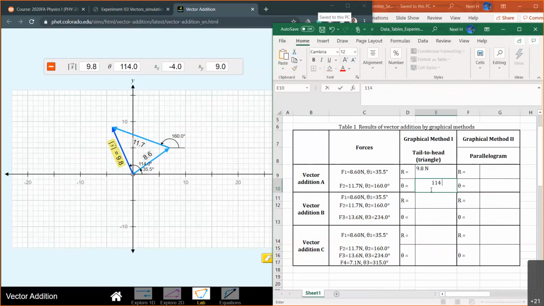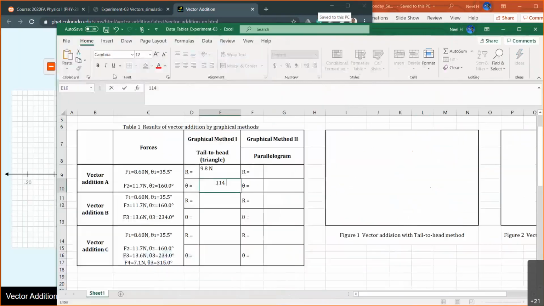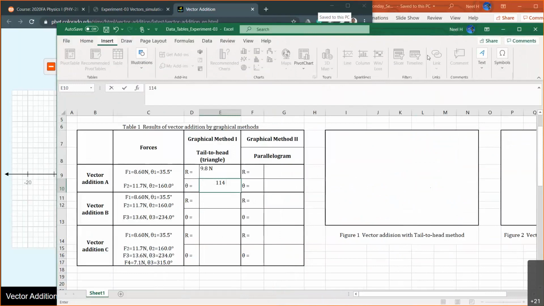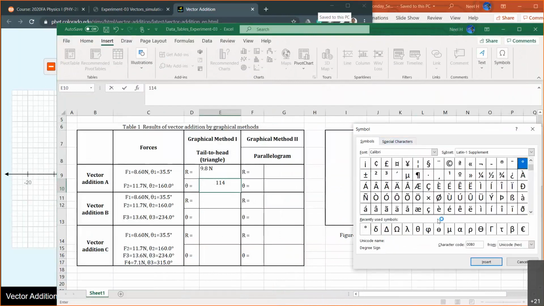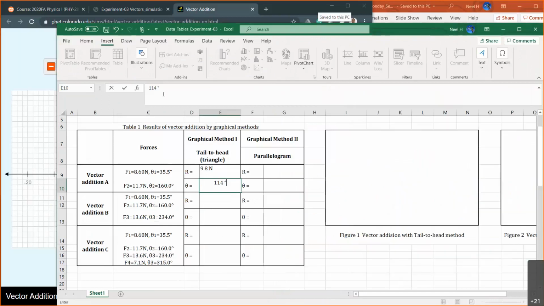You can't just type the unit degrees there. So you can insert the symbol using the icon, Insert, Symbols, at the very top right hand side. If you click Symbols, you will see a new window appear. Then if you select the subset right here, Latin-1 Supplement, you will see a degree symbol at the very top right hand corner. Then if you insert that, the degree symbol goes in there, okay?